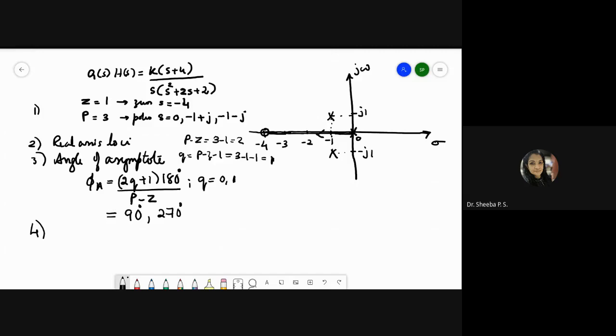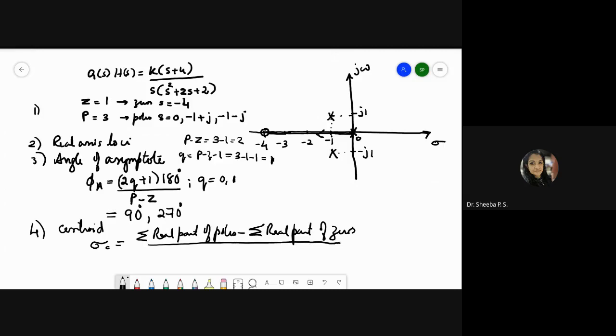Fourth, we have to find the centroid, because without knowing the centroid we don't know from where to draw these angles. The centroid sigma_C is equal to the sum of the real parts of the poles minus the sum of the real parts of the zeros, divided by p - z.